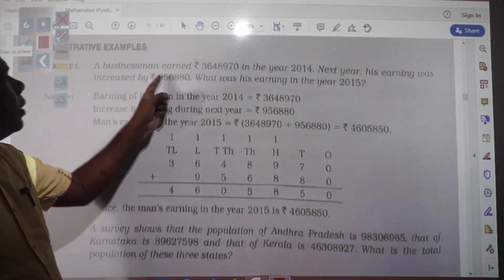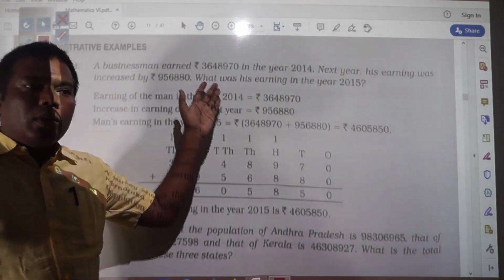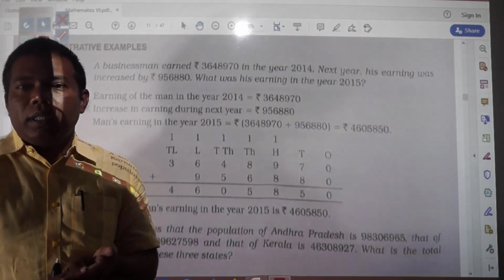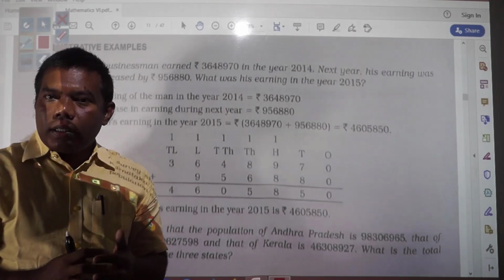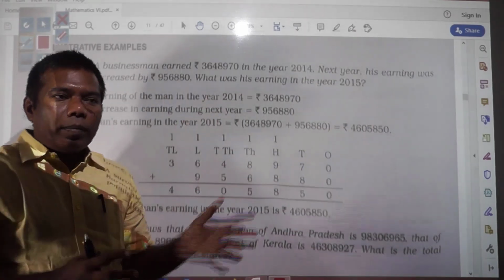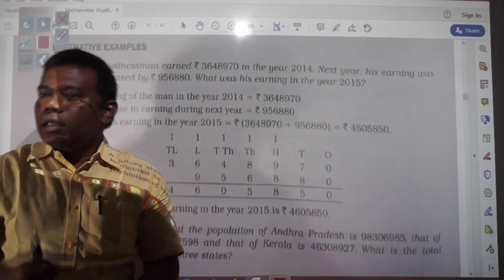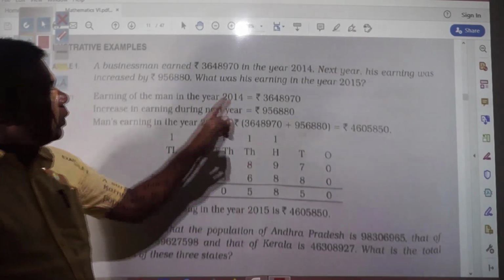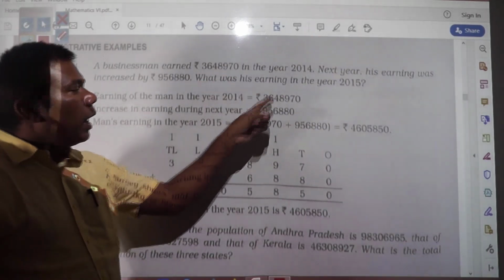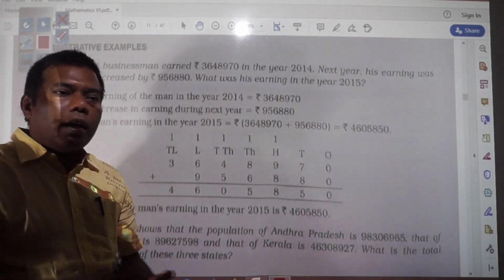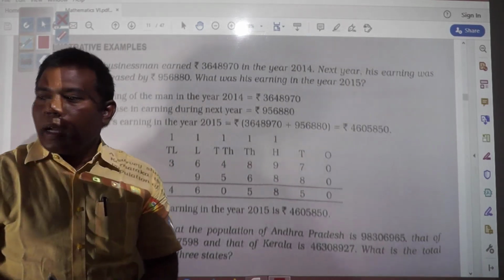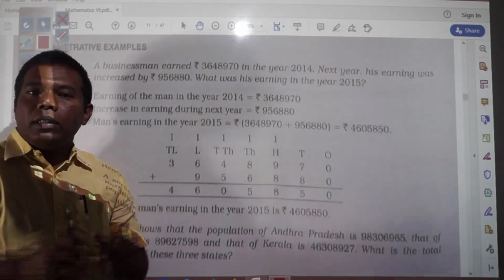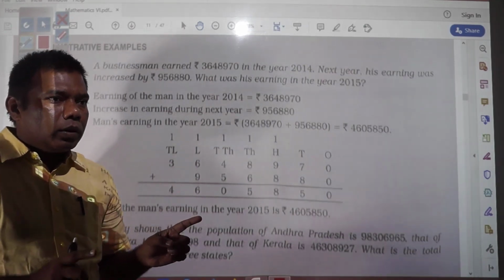A businessman. First of all, you need to read the question properly and you should be able to understand the question. See, questions are not difficult. Only operations are there. What operation would be there? Either addition or subtraction or multiplication or division, that much. You only need to understand the questions and know how to add, how to subtract, how to multiply and how to divide. But if you are not understanding the question, you will not be able to solve it.